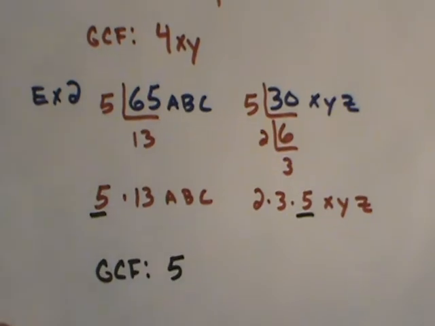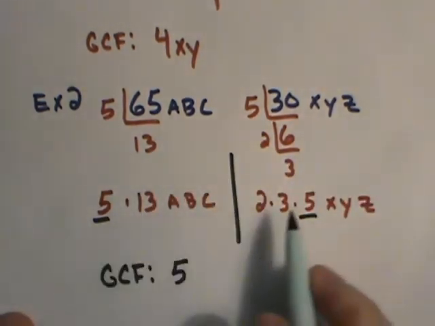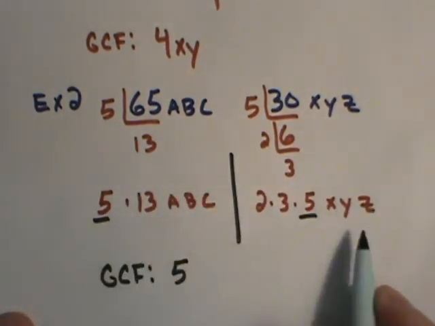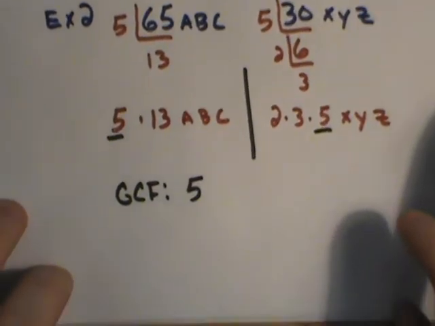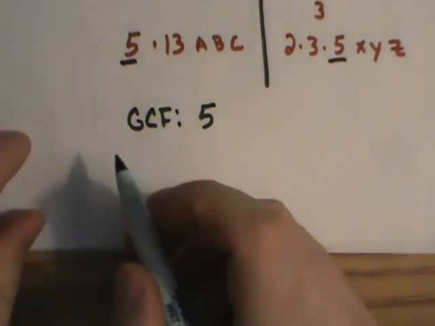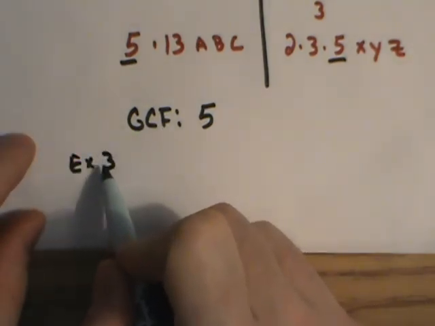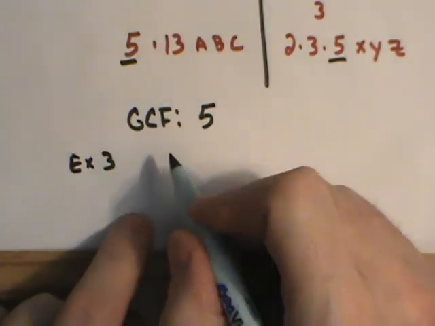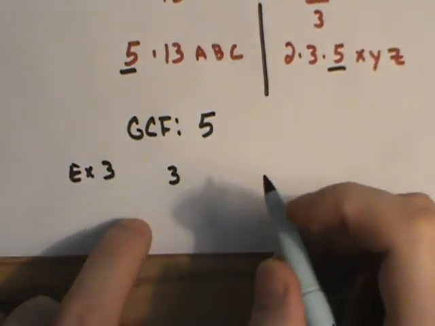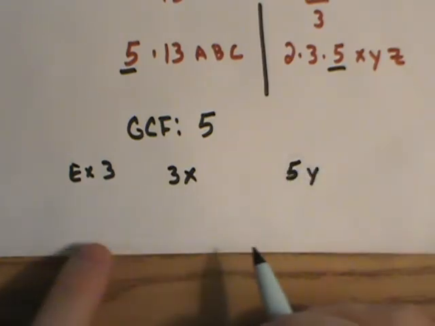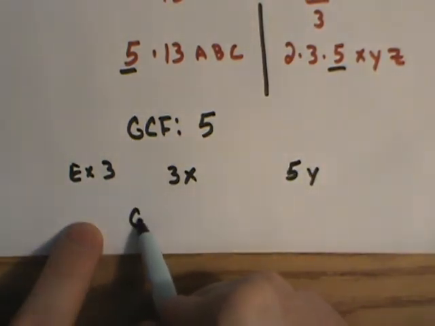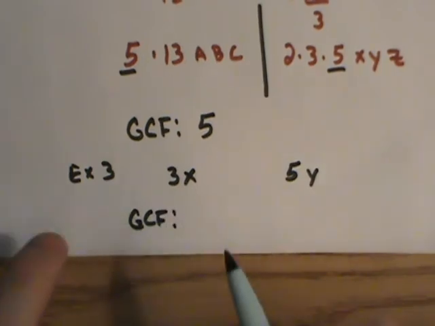They each have a 5 to offer. Again, you look at those individually. I have an underlined 5 here, an underlined 5 there, so the GCF is 5. And let me do a real quick example 3 on this. What happens if you have, let's say you have 2 prime numbers. Let's say you had 3, and we'll throw an x on there, and then you had like a 5 and a y. The GCF of that, take a wild guess, it's 1.